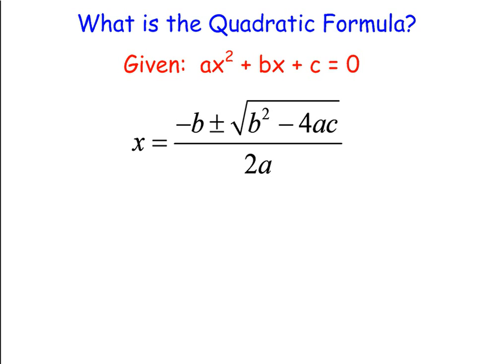So what is the quadratic formula? Hopefully this is nothing new for you, but if you are given the equation ax squared plus bx plus c equals 0, then we can solve for x by using the equation negative b, or opposite of b, plus or minus the square root of b squared minus 4ac all over 2a. That's the formula we're going to be using today.